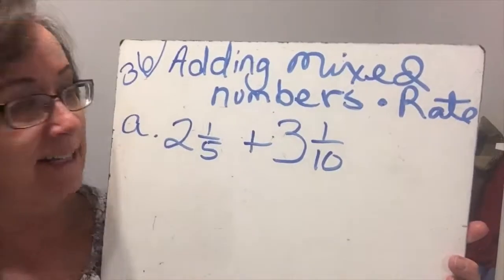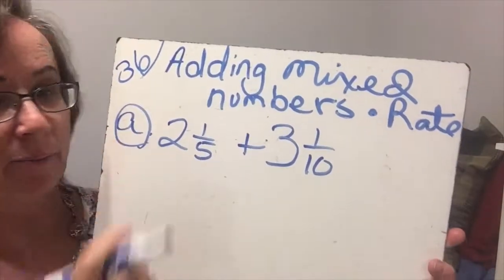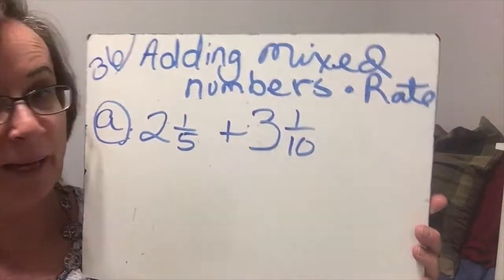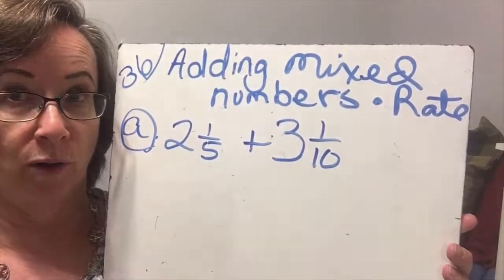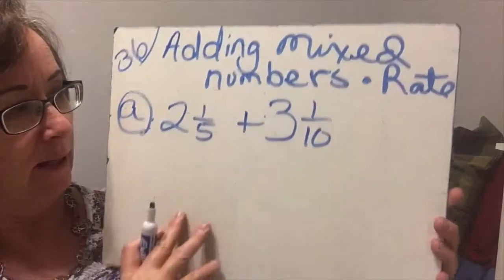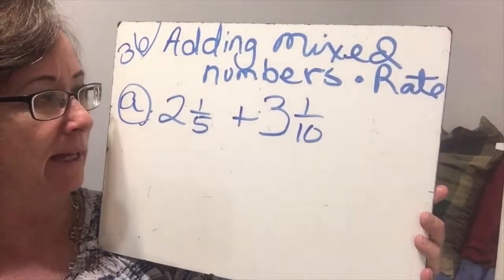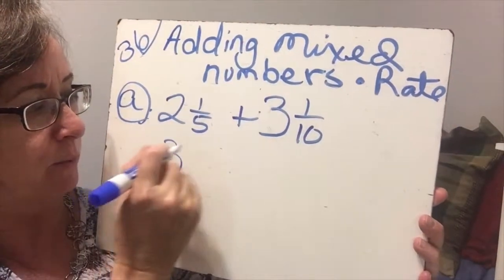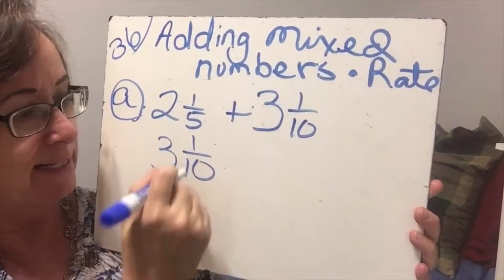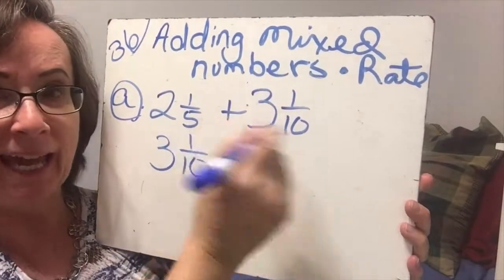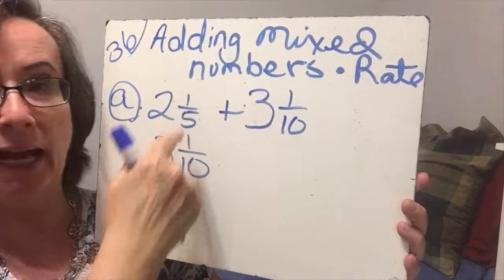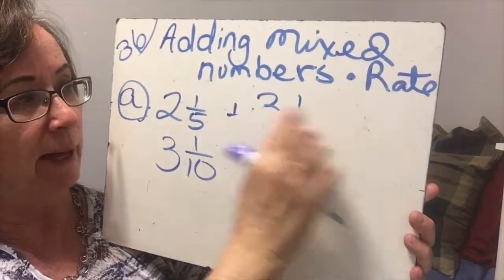All right, here is our A practice problem. So copy it down on your paper and pause your video. Okay, so this is one of the easy ones, and we're going to do it the easy way. We're just going to bring the 3 1/10 down below. Now you can do it out horizontally, but I like to do them this way.